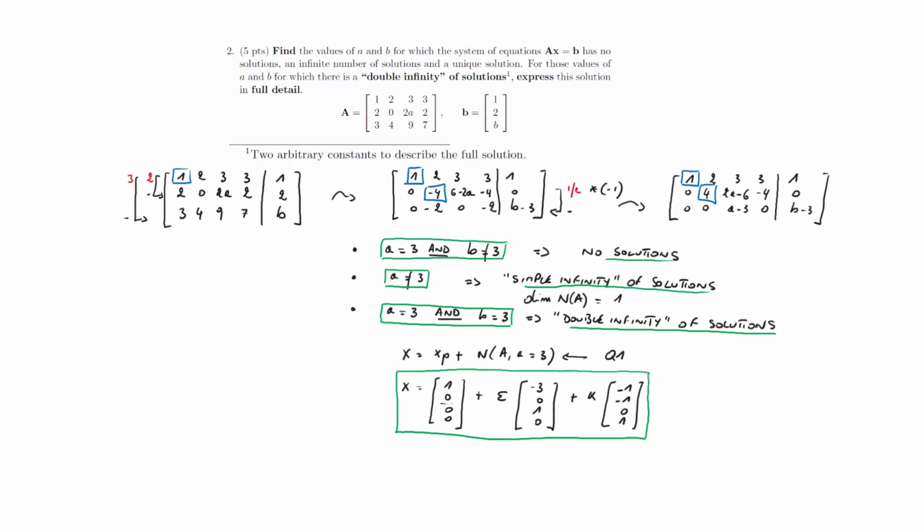Let us have a look at this second question. The first thing that we do is to stack A and b next to each other in a matrix. And to start the discussion on the type of solution that you have, you have to create zeros below the pivot.